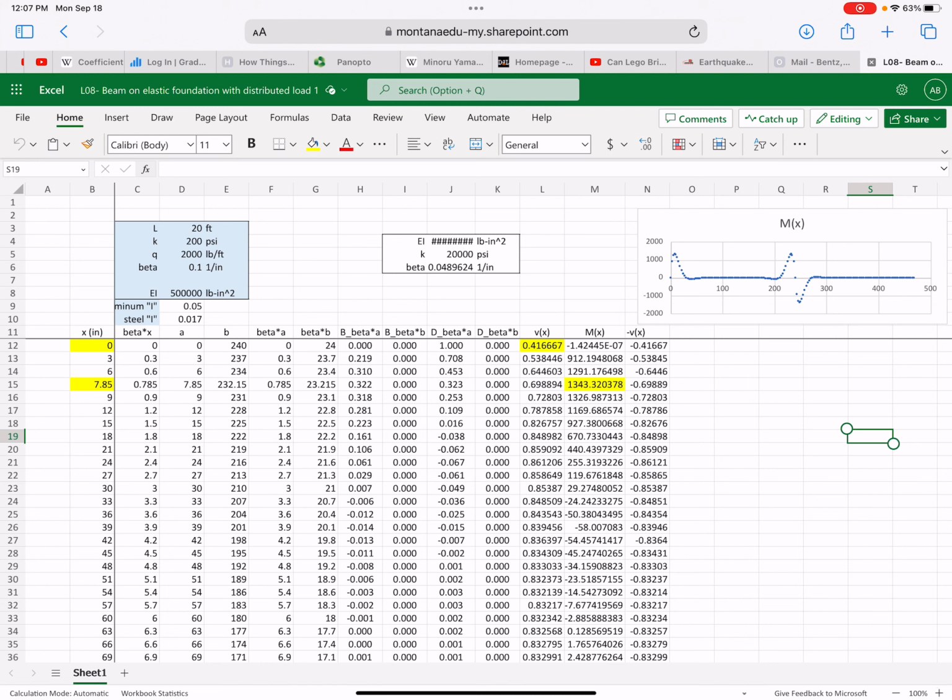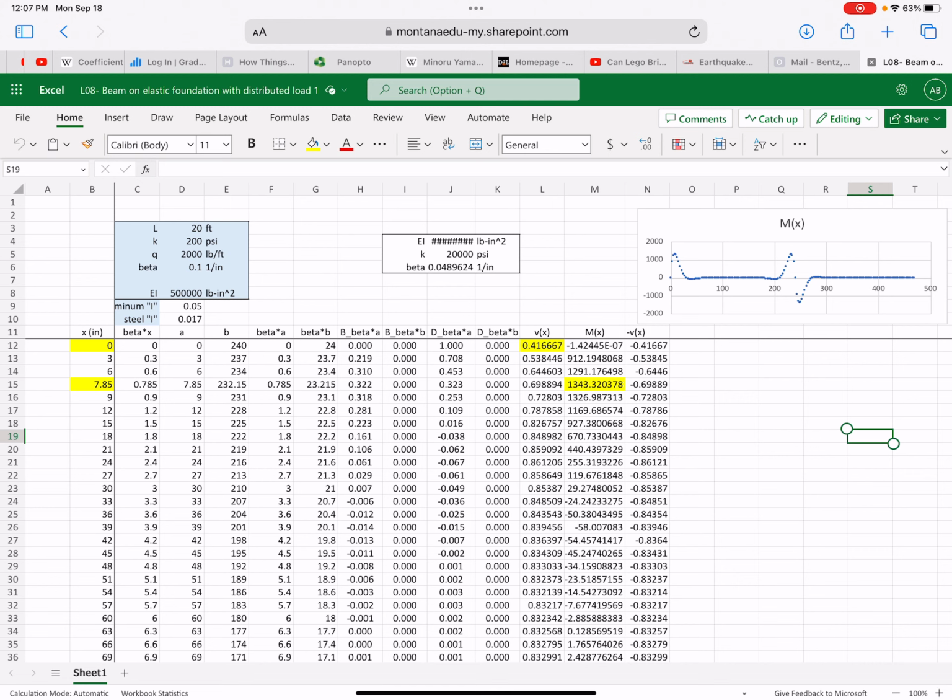So I wanted to see what it would look like if you had a steel beam with a more normal moment of inertia. So I plugged in 30 inches to the fourth for the moment of inertia of a steel beam, and that's what your EI product would be. Then I increase the foundation stiffness to 20,000 psi, so we're increasing the stiffness of both beam and foundation, but the beta decreases, right? So now beta is roughly 0.05.